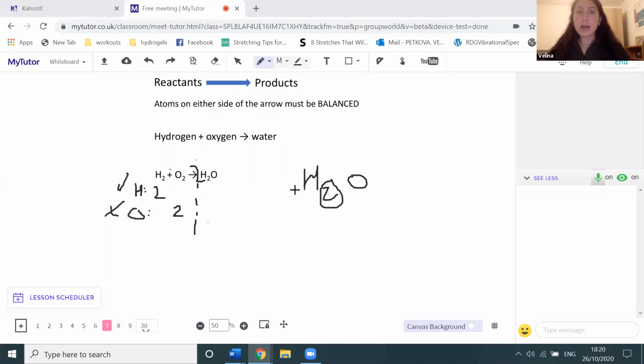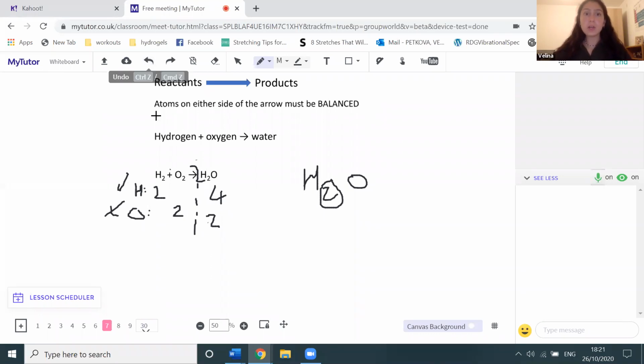So now, if we put a 2 in front of the water, how many hydrogens will we have? We're going to have 2 times 2, which gives us 4. But now how many oxygens do we have? We have 2 times 1, because there's only 1 oxygen in our formula, which is equal to 2. So therefore, these 2 are now balanced. However, the hydrogen is now not happy because we have 4 hydrogens on one side and 2 on the other. Therefore, they are not balanced.